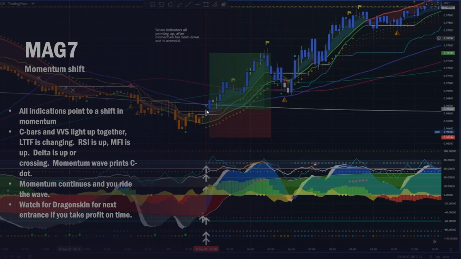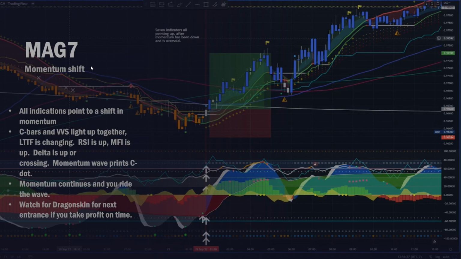Sometimes this blue dot will print, but VVS won't be bright blue, and the C bars might not be lined up or something. Sometimes it might have just caught 6 of the indicators, and it wasn't quite lined up. The strongest ones happen when they're all lined up at the right time, when the conditions are right. That's when I'm definitely taking the trade.